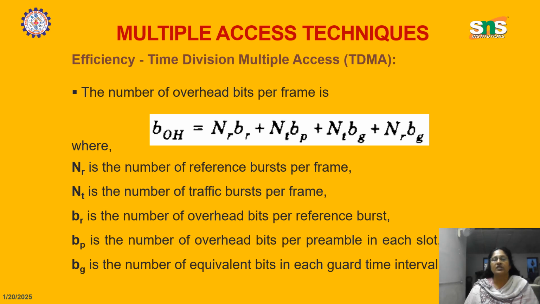So we come to the end of this section. In the previous video, we discussed frequency division multiple access. In this video, we have discussed time division multiple access. In the next video, we shall discuss CDMA, code division multiple access. So FDMA usually goes with analog signals and TDMA goes with digital signals.